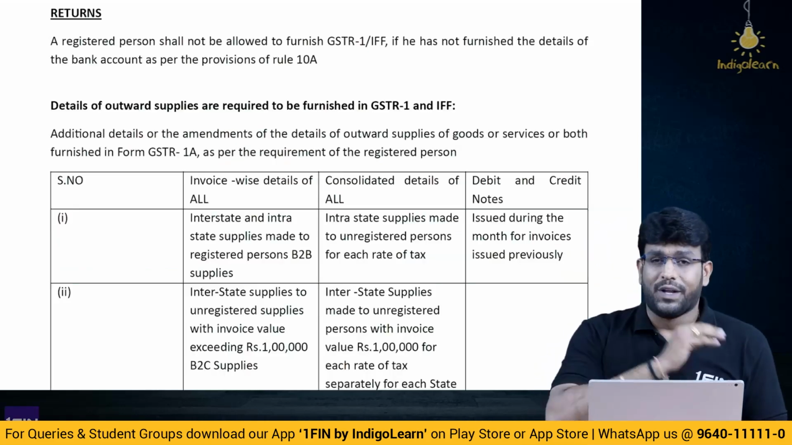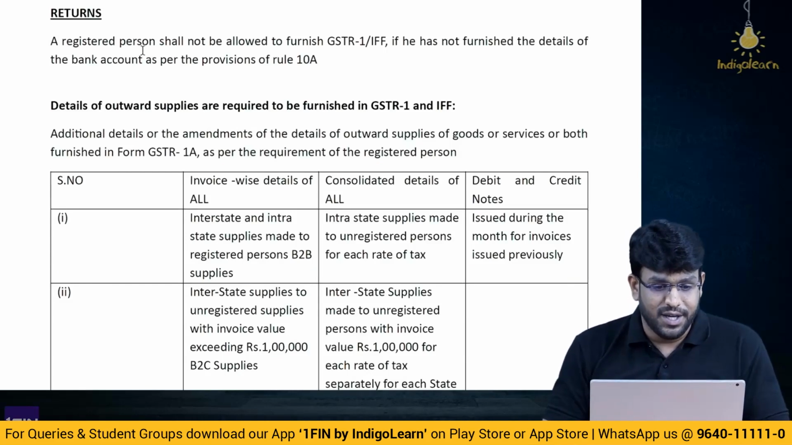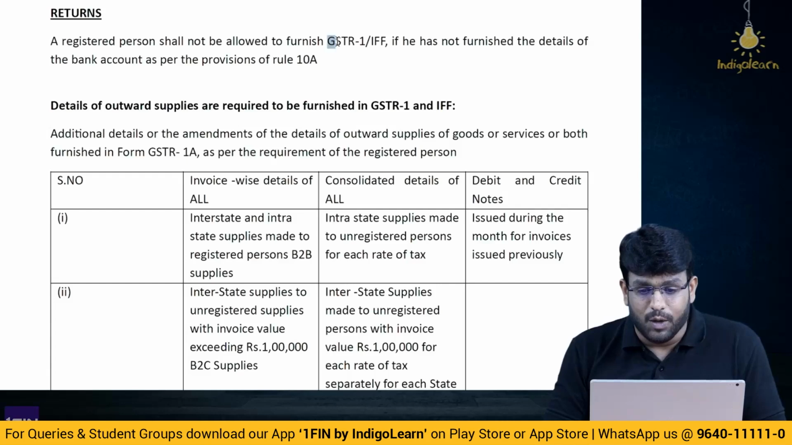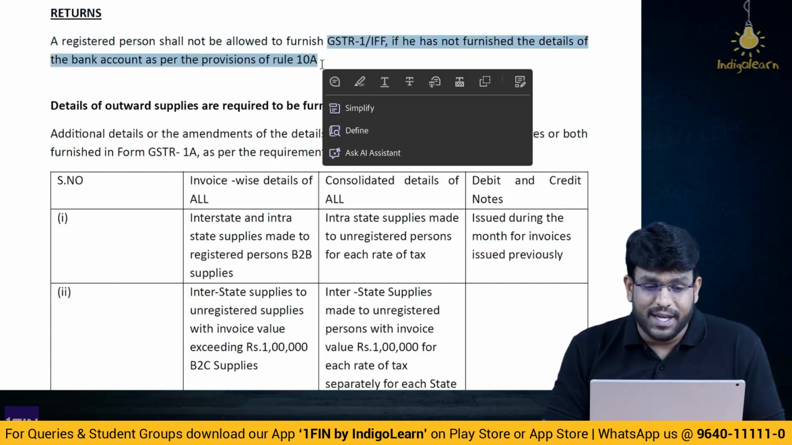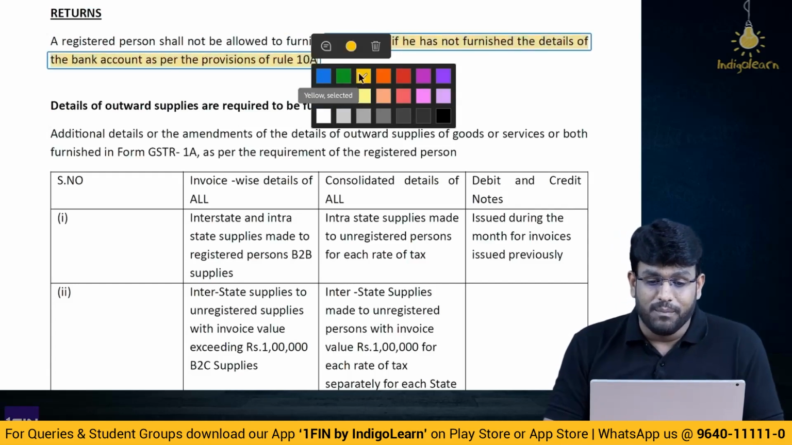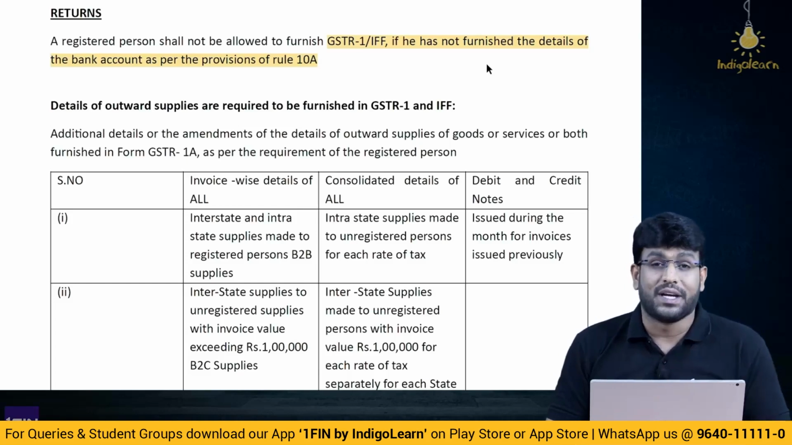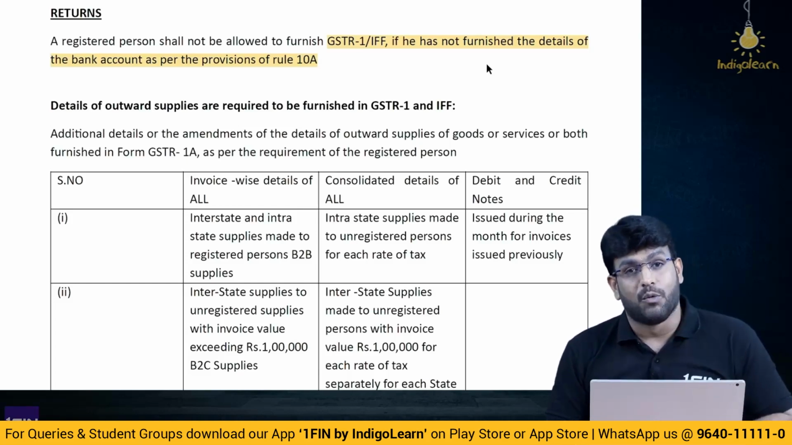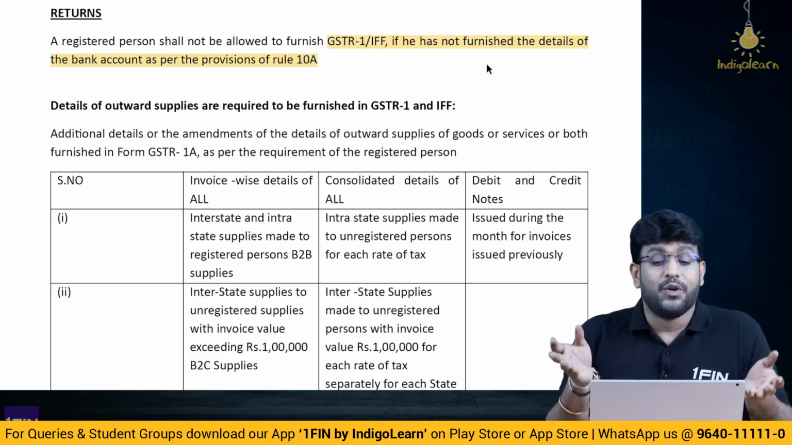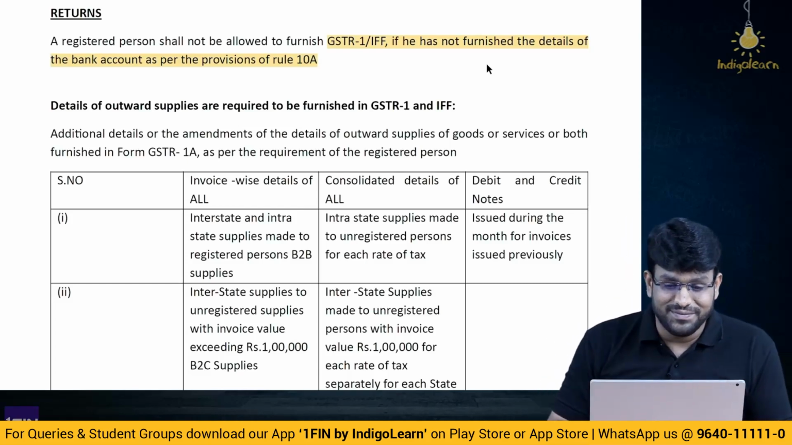Come on. Now, friends, let's look at the amendments in the returns topic. Please see that. Returns, the first point. A registered person shall not be allowed to furnish GSTR1 if he has not furnished the bank account details as per Rule 10A. I just told you that you have to update your bank account details within 30 days from obtaining your registration certificate or the due date of filing GSTR1, whichever is earlier. If you don't do that, what will happen, my dear friends? You will not be allowed to file the GST return.